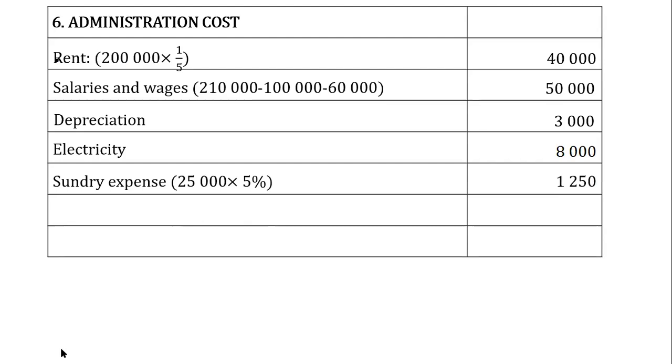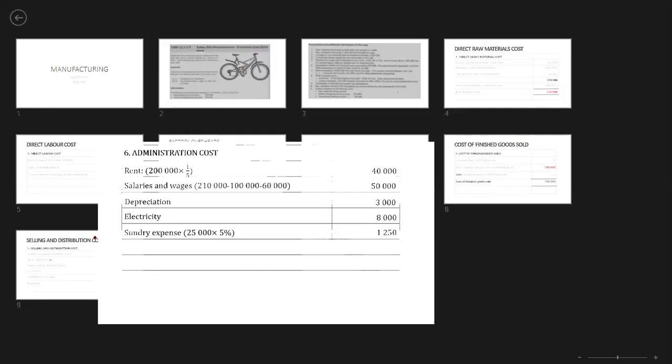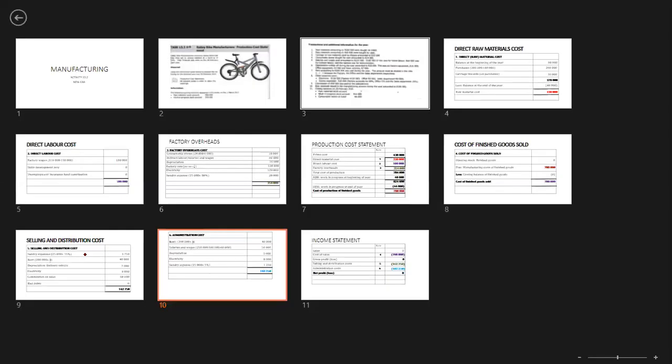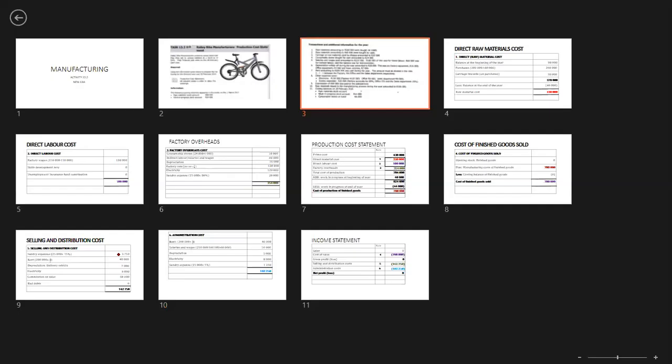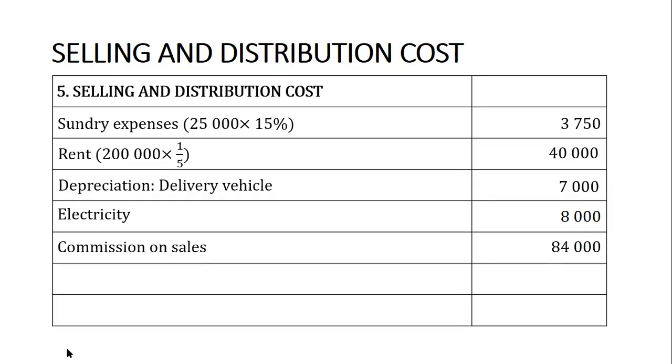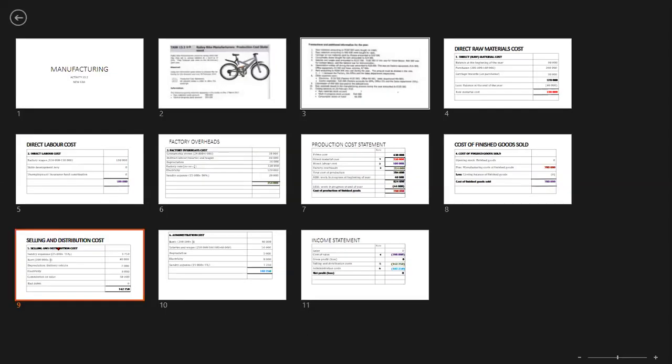That is awesome. So far, so good. Let's get to this one here. We've got commission. What do I do with this? It goes straight to selling and distribution, and I'll just put it there as commission on sales. It's 84,000 Rand. And what do we do with number 10?